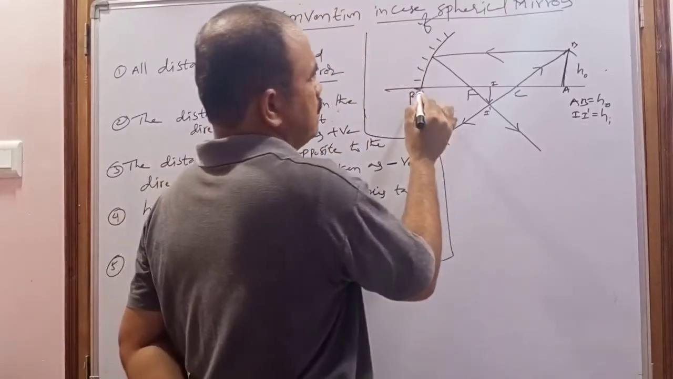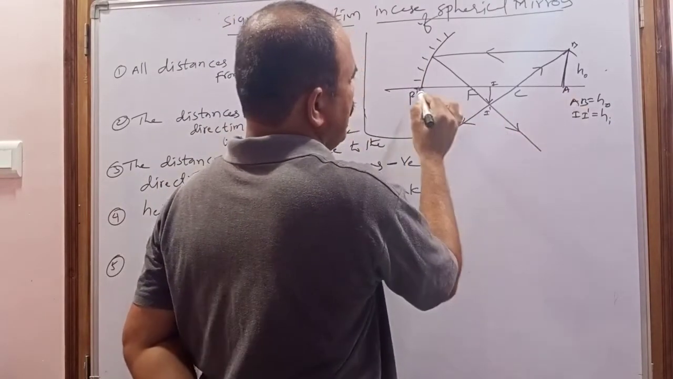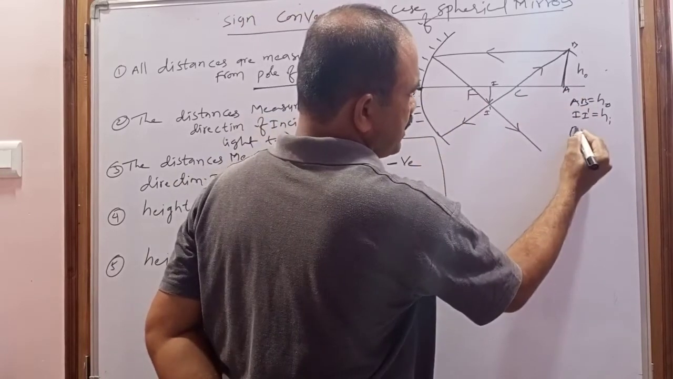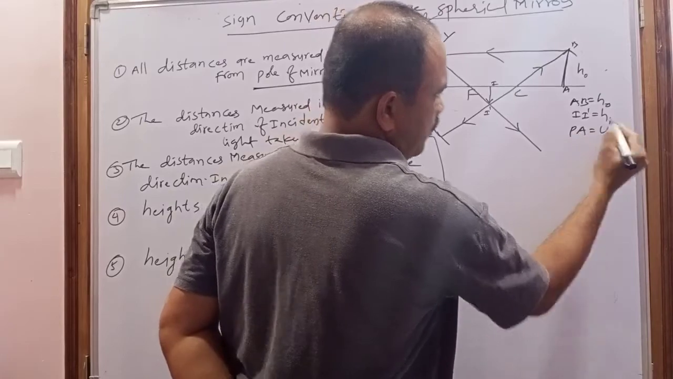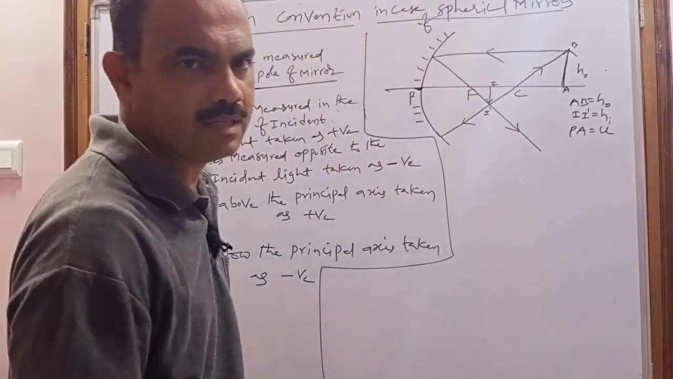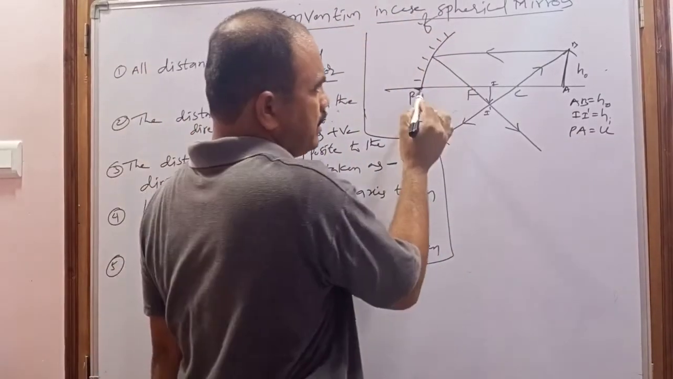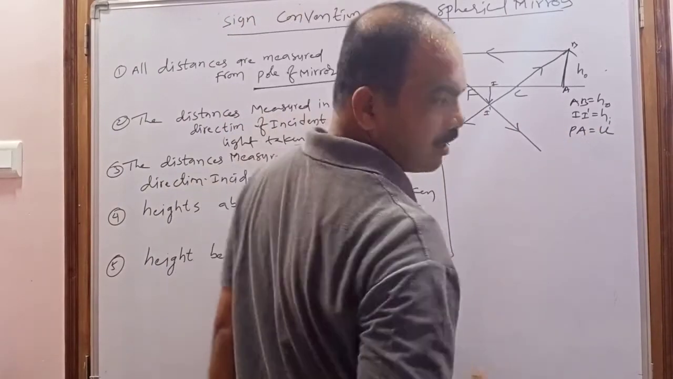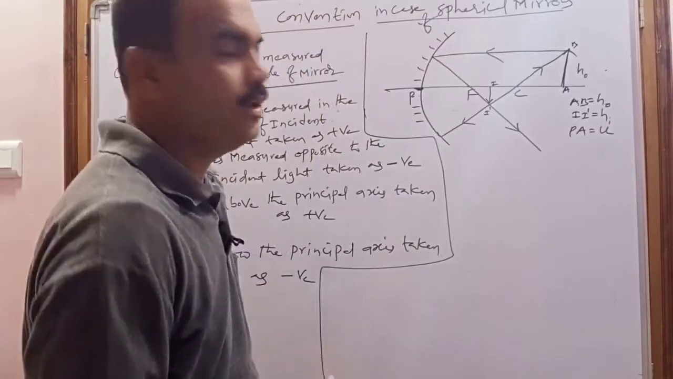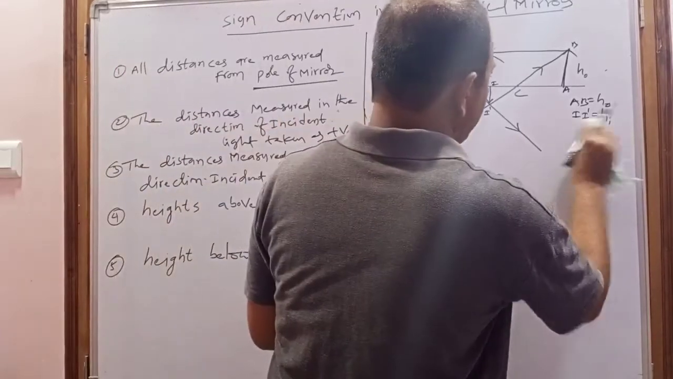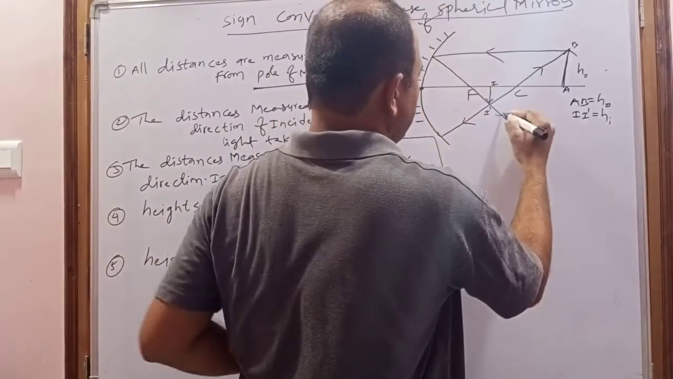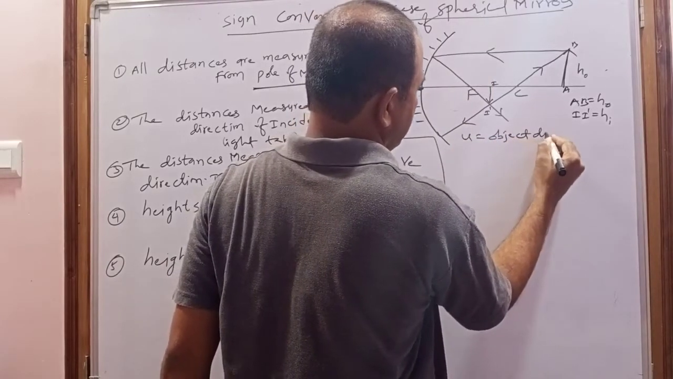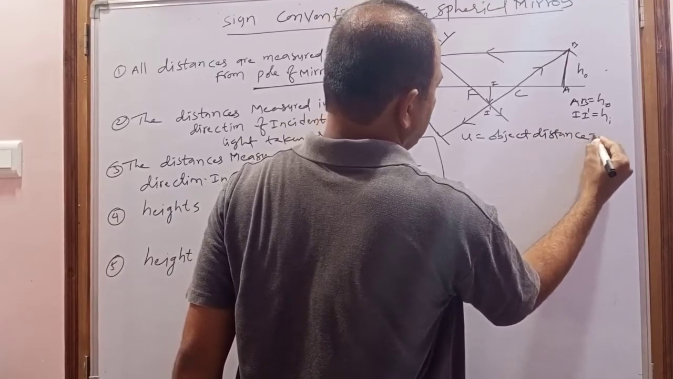Now this is the pole and here is the object. From the pole to A, this distance is known as the object distance, that is PA. u is nothing but the object distance. What is the meaning of object distance? The distance from the pole to the object is known as the object distance, represented with the letter u. So what is u here? The object distance.